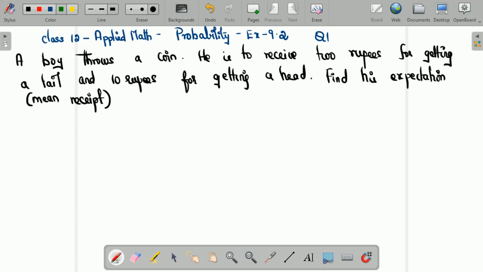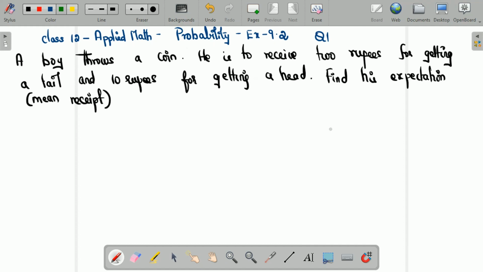In this video, let's find the solution for the first question in exercise 9.2. A boy throws a coin. He is expected to receive 2 rupees for getting a tail and 10 rupees for getting a head. Find his expectation or mean receipt.